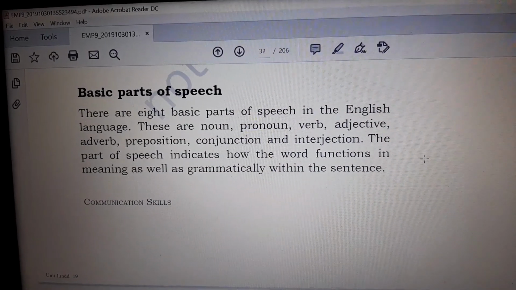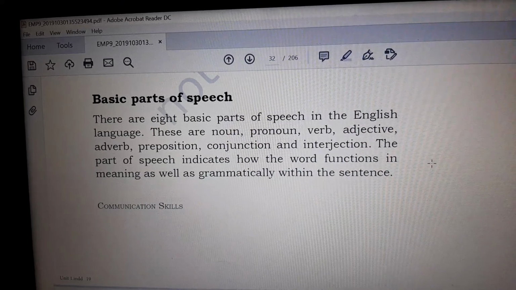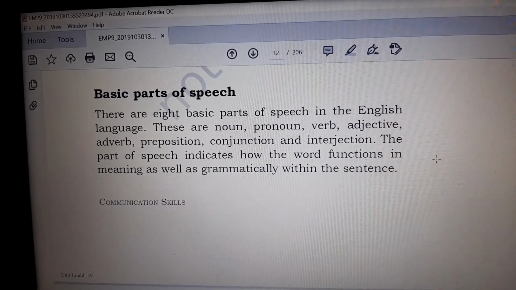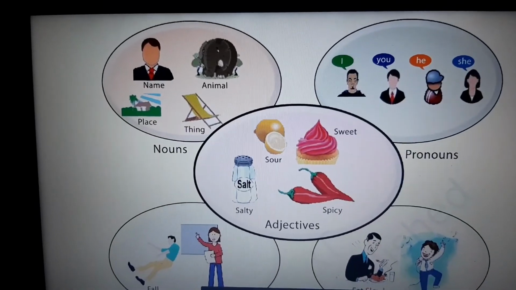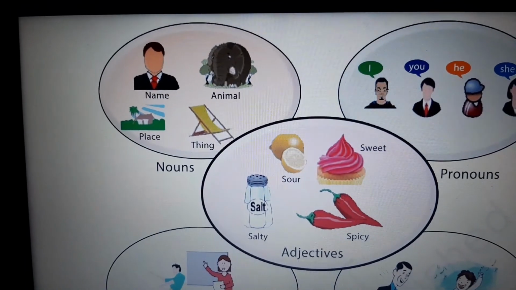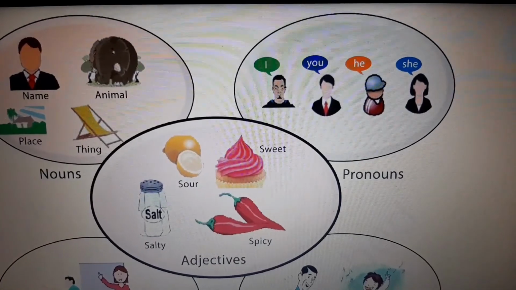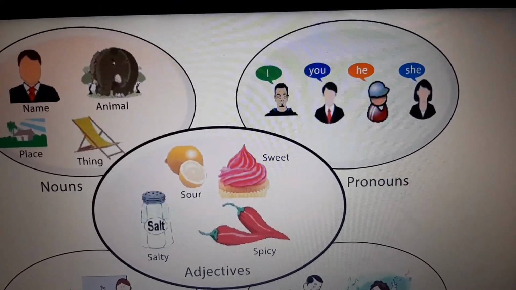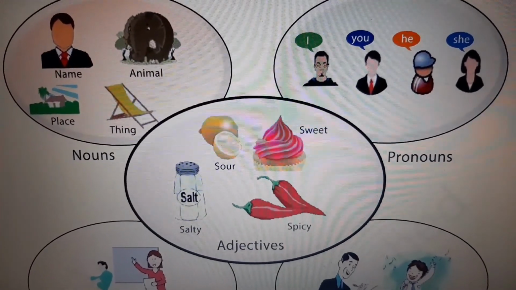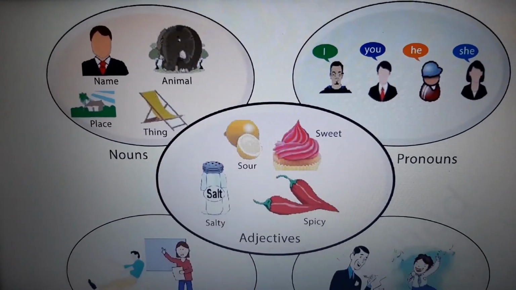There are 8 parts of speech. First, noun, pronoun, verb, adjective, adverb, preposition, conjunction and interjection. Here is a picture depicting nouns: name, place, animal, thing; pronouns that replace nouns: I, you, he and she; adjectives: salt, sour, sweet and spicy. Adjectives describe the nouns.